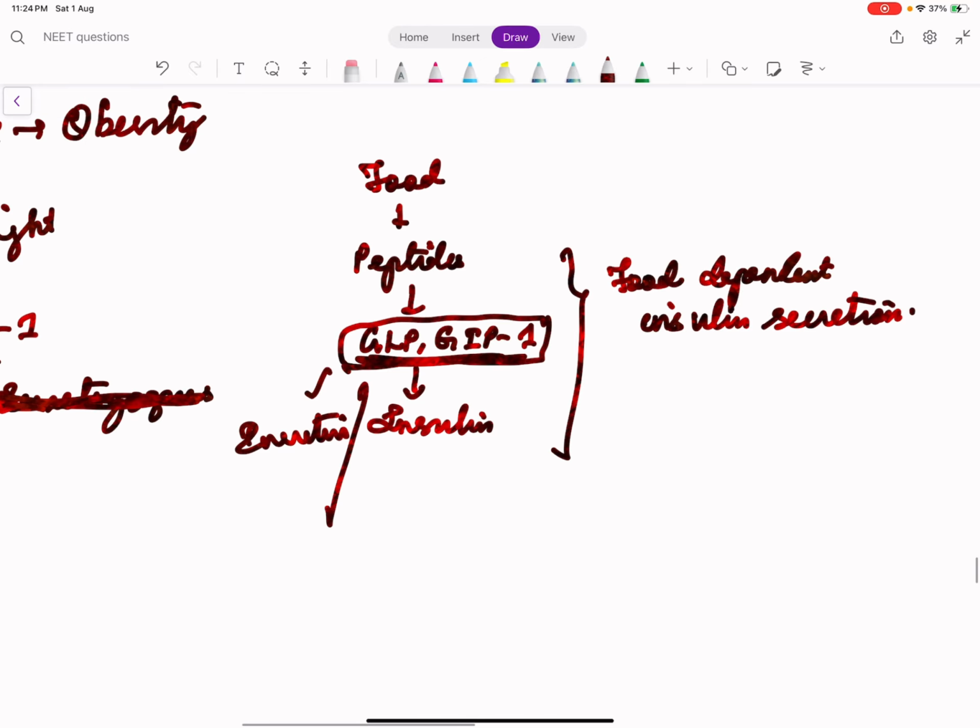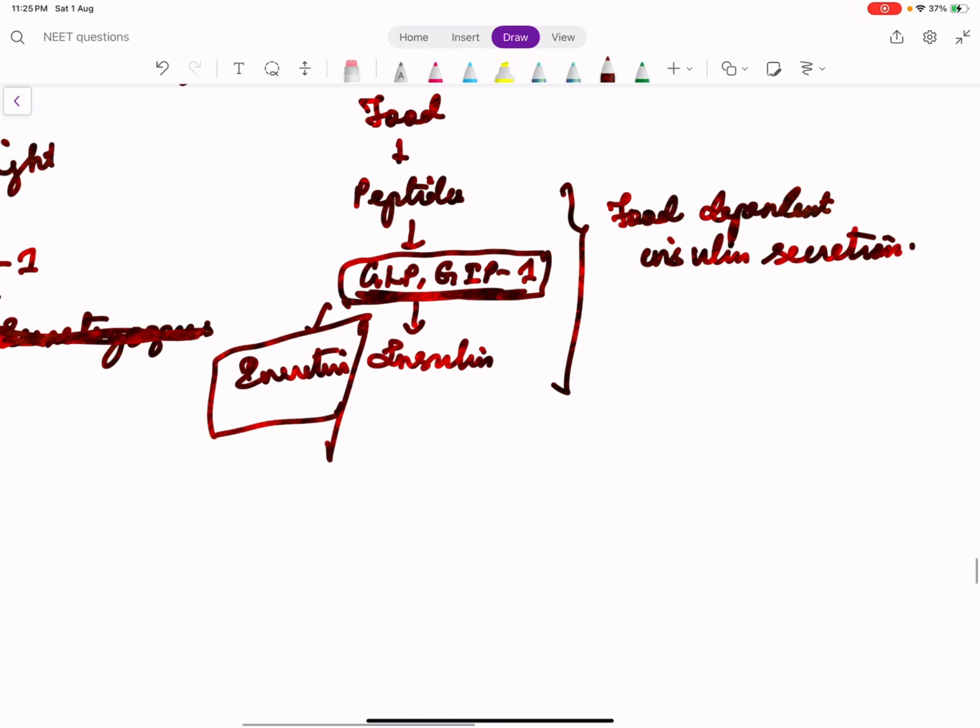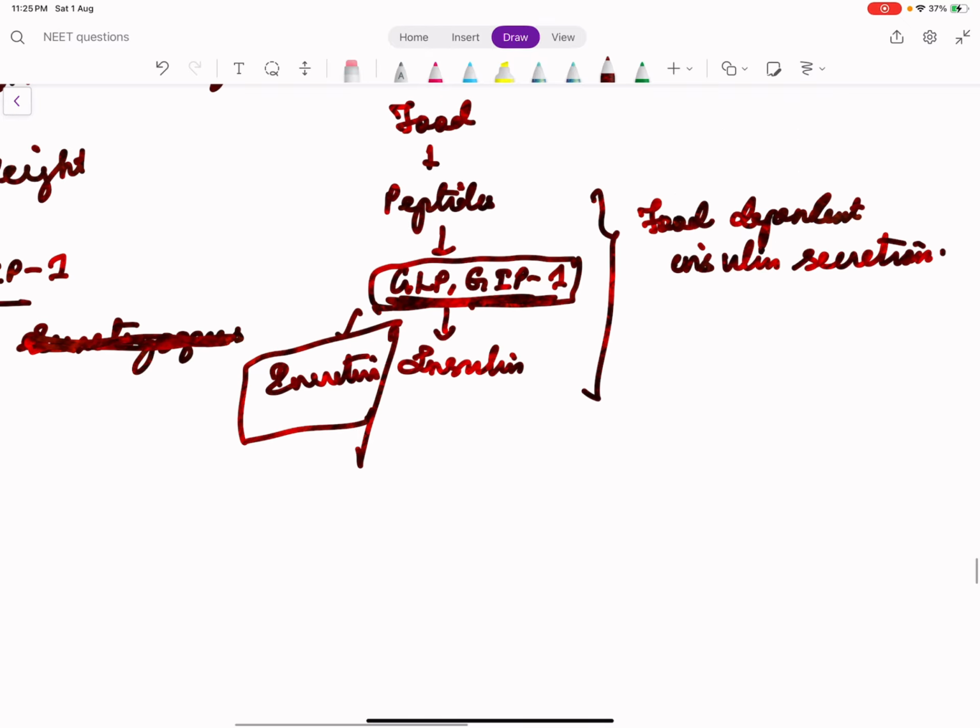So when this incretin is deficient, there will not be food-dependent insulin secretion. So insulin deficiency leads to diabetes. This is one of the pathogenic mechanisms in diabetes. So incretin deficiency or GLP-GIP-1 deficiency. So if you are giving agonist of this, what happens? Diabetes will reverse because insulin starts to get secreted. Another important function of this GLP-1 and GIP-1 is to cause satiety.